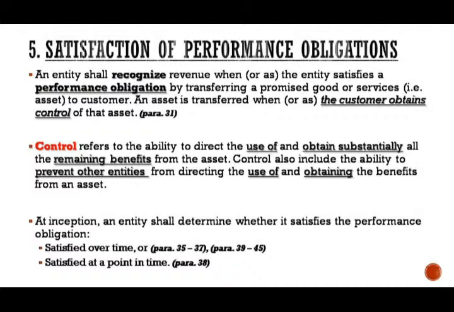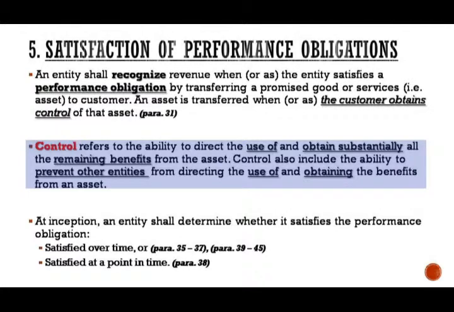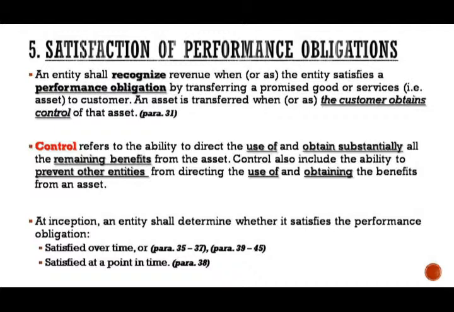Transferring the promised goods or services to the customer will lead to the customer obtaining control of an asset or goods or services. And then control refers to the ability to direct the use or obtain substantially all the remaining benefits from the asset. Control might also include the ability to prevent others from using the asset or obtaining benefits from the asset. Therefore, is the customer using the asset, or are they able to obtain substantially all the benefits relating to the asset? And can they also prevent others from using the asset? Then, if that's the case, it means that control has passed. Then, the company has satisfied its performance obligation.